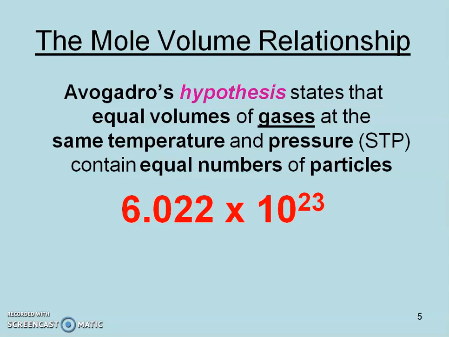So Avogadro came up with this hypothesis, and it's still a hypothesis, it's not a law yet, that states equal volumes of gases at the same temperature and pressure, and again, they're really referring to the temperature and pressure at STP, equals the same number of particles, which is Avogadro's number.